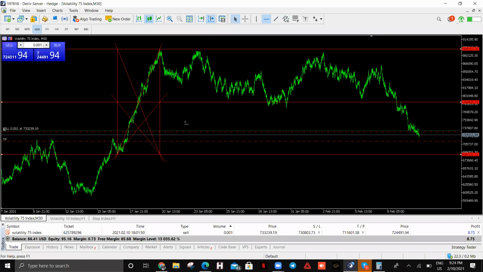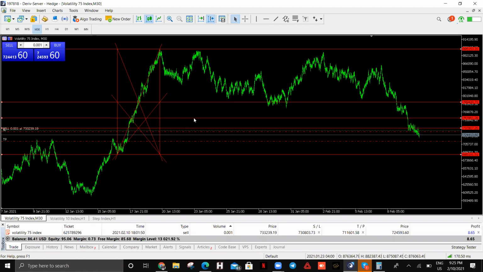So I pick my rectangle, my horizontal line, sorry. And I draw this, pick the other horizontal line, and I put it here. The only moving average you're going to use is what? 200.